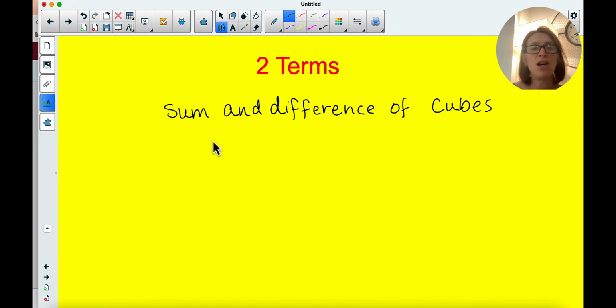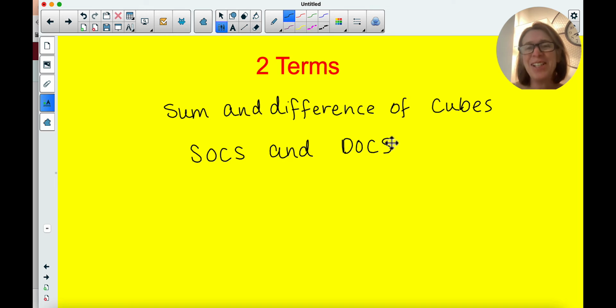Of cubes. Okay, so I call that socks and docs. Coach Fred loves to do that. Okay, so what does that mean? Well, SOCKS and DOCS, sum and difference of cubes, is a factor pattern.